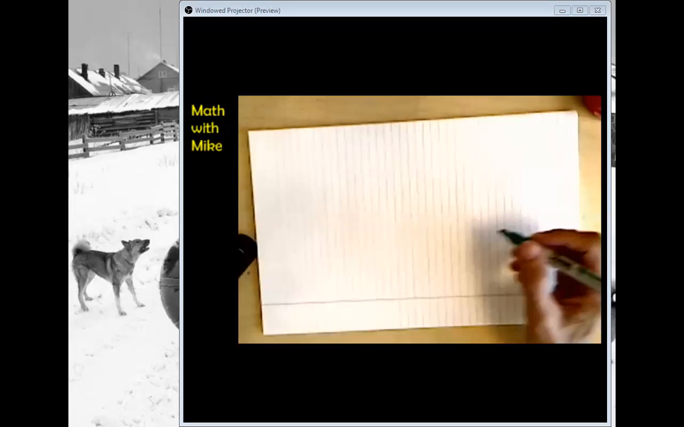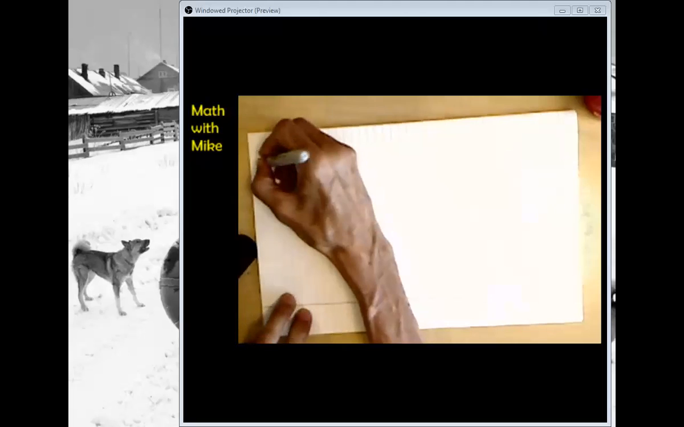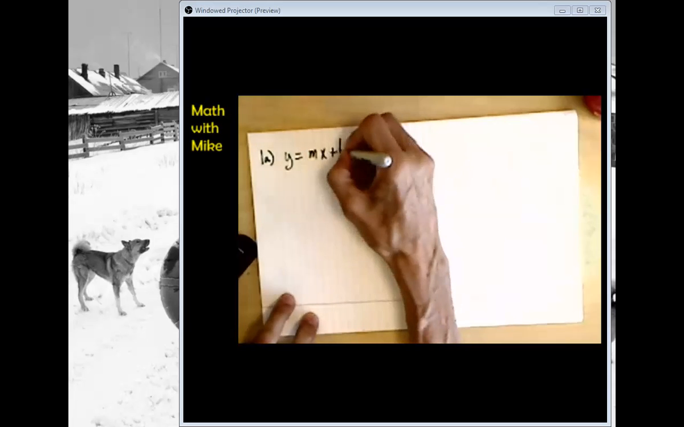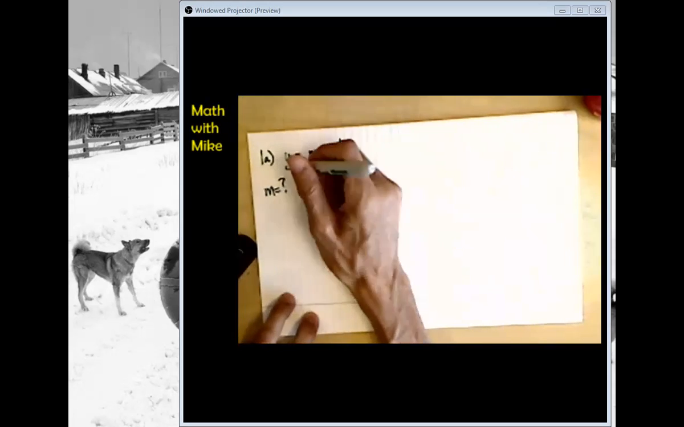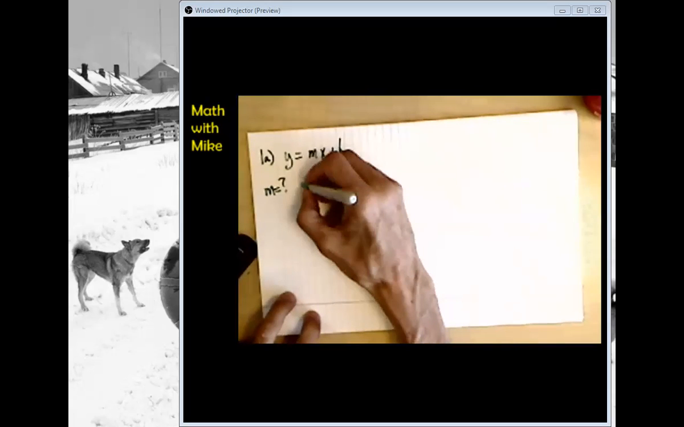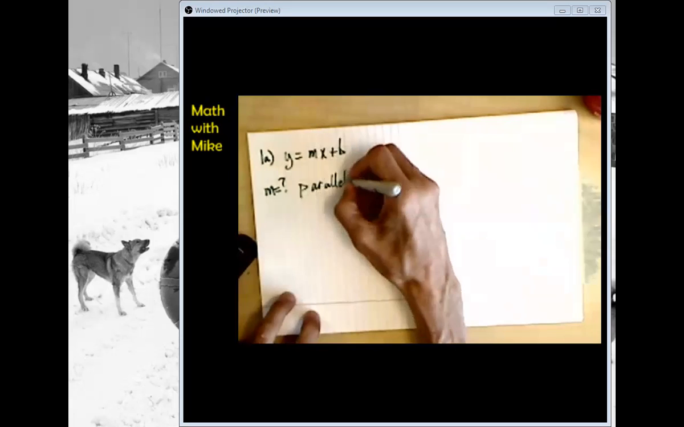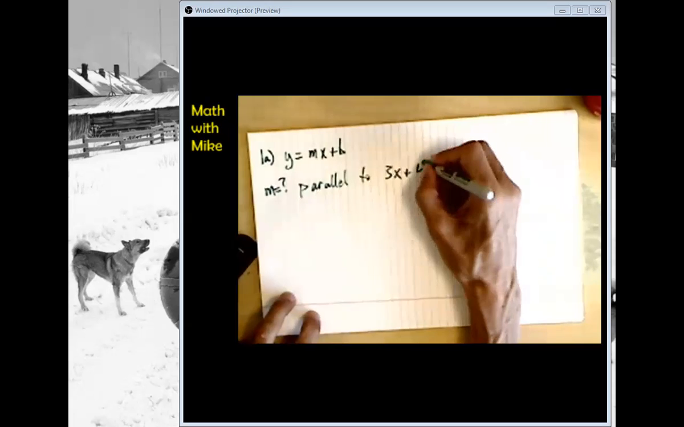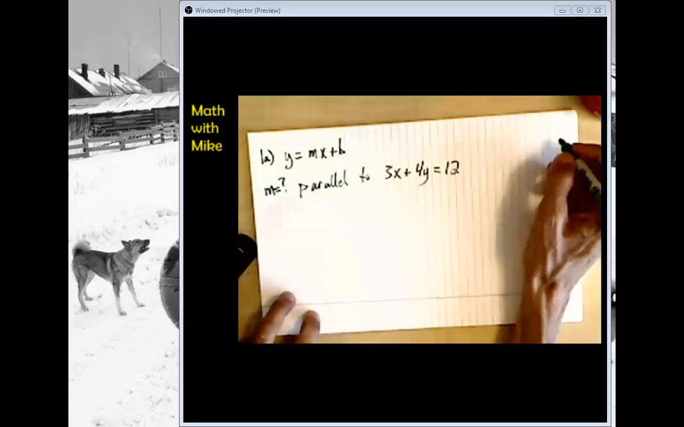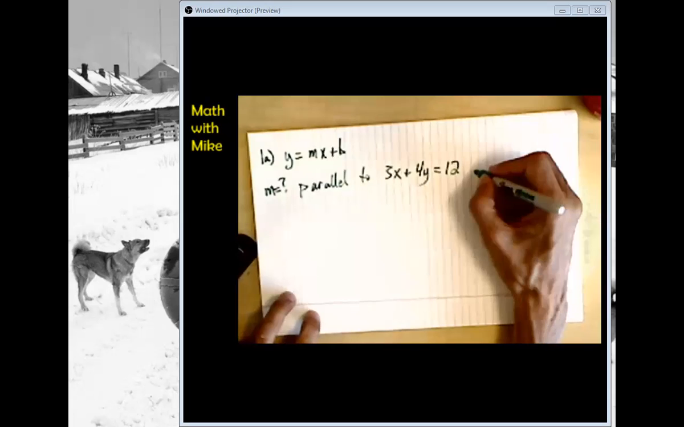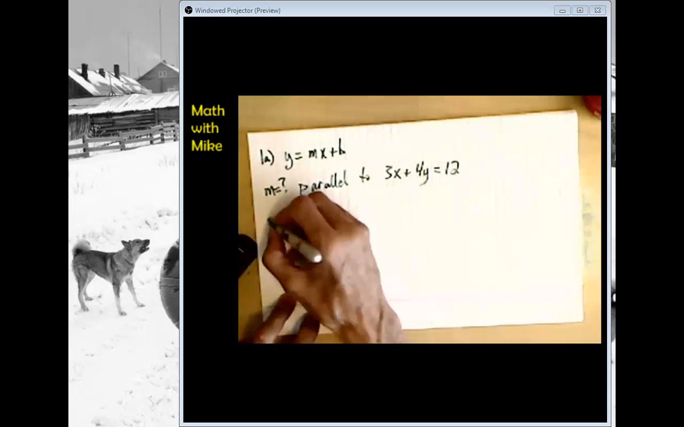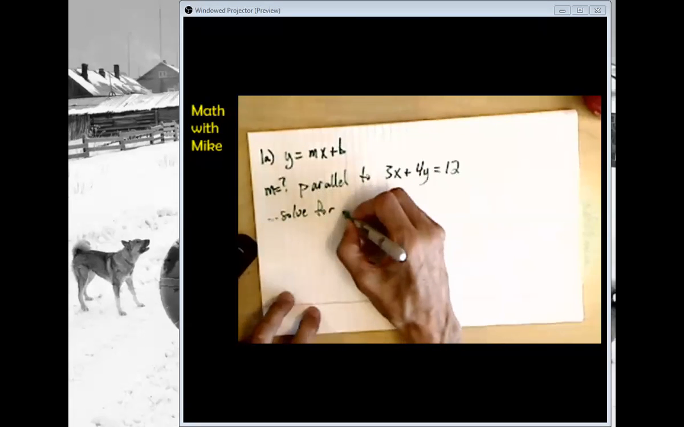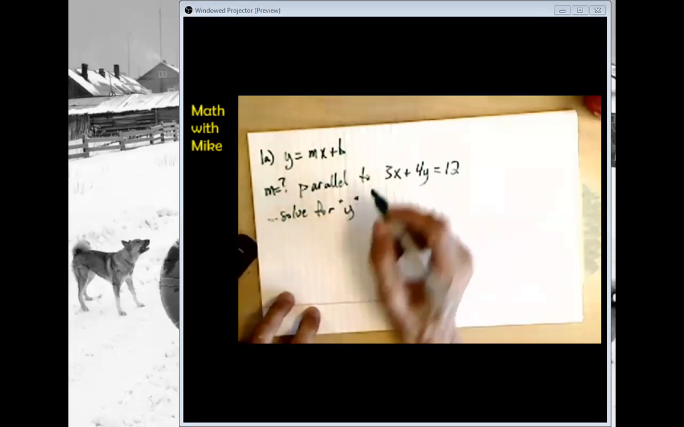So, number 1A. y is equal to mx plus b. We could find the slope first, and we want it parallel to this equation here, the line created by this equation. So we're going to have to solve this first of all. Solve for y.